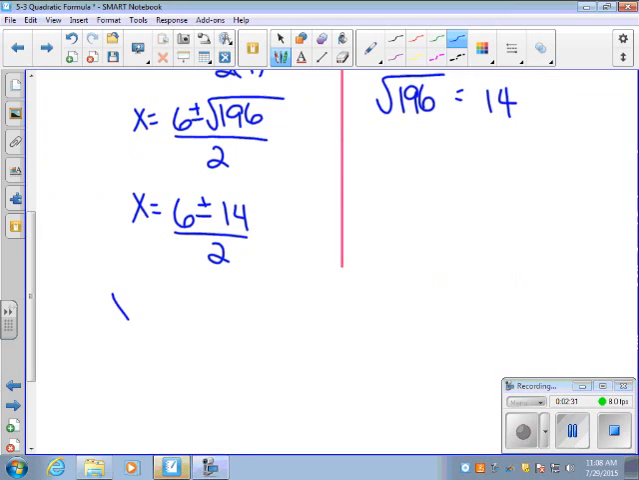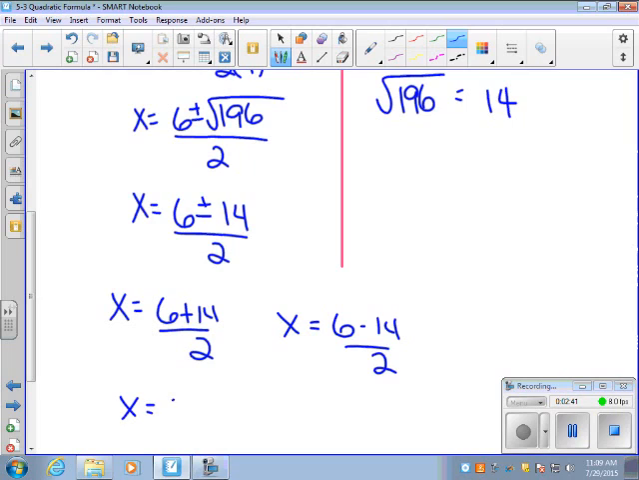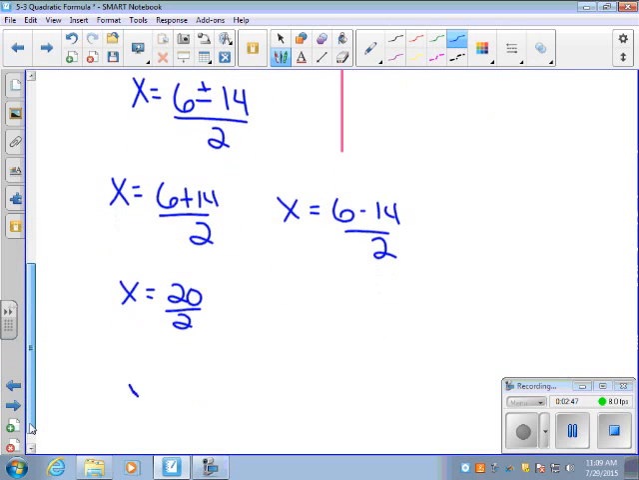So we know this is really two roots. X equals 6 plus 14 over 2, and x equals 6 minus 14 over 2. The first one is x equals 20 over 2, and we know that is 10. And the second one is x equals negative 8 over 2, which we know is negative 4. So the two roots of this are x equals 10 and x equals negative 4.